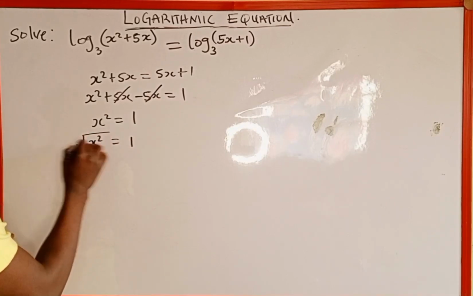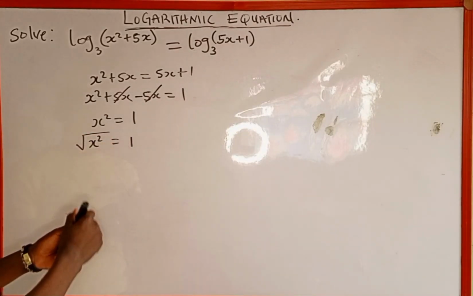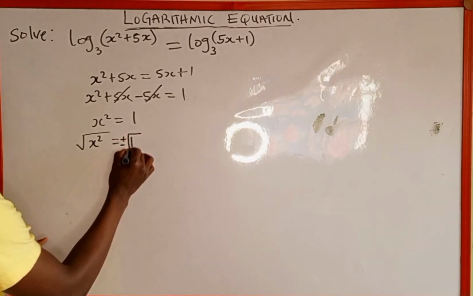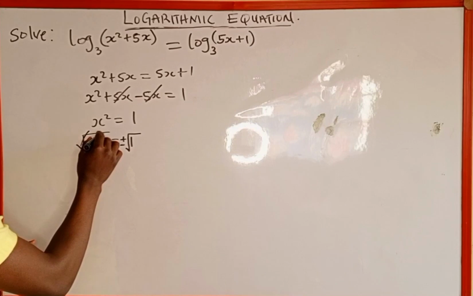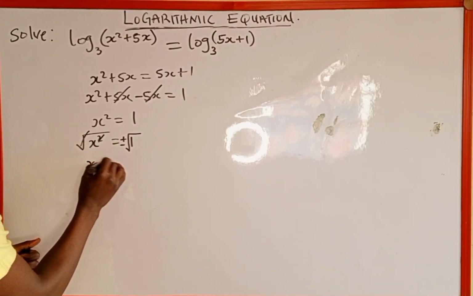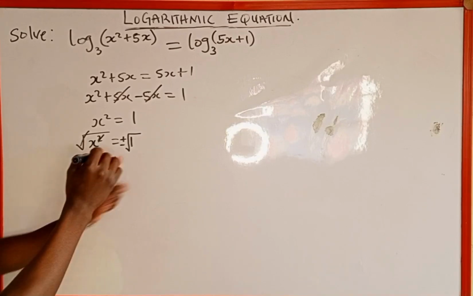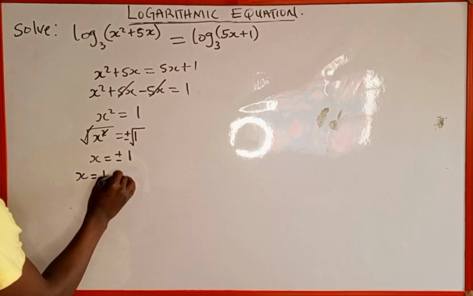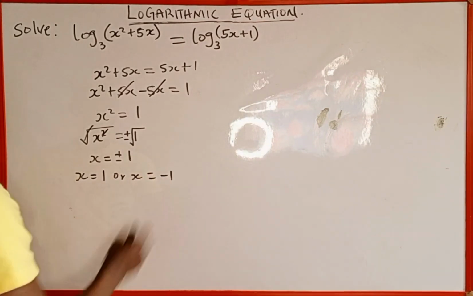Then we take the square root. Also, we take the square root. And when we are taking the square root, it's going to be what? Plus or minus square root of 1. So that this square is going to cancel. This square root is going to cancel this square. We're left with x, which is equal to plus or minus square root of 1, which is the same as 1. Now x can be equal to positive 1, or x can be equal to negative 1.